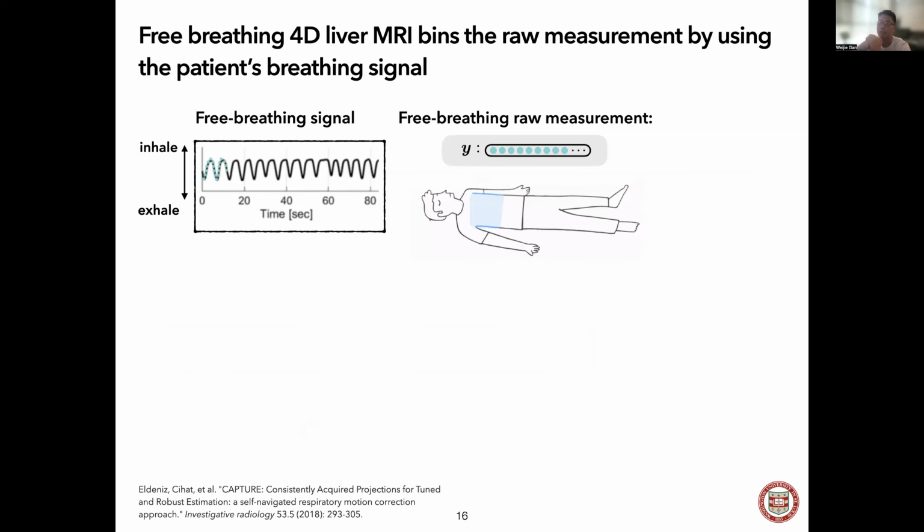Unlike other MRI, this 4D MRI allows patients to breathe during the scanning. As you can see with my mouse here, this figure represents the breathing signal of a patient. The y-axis represents the inhale and exhale stage of the breathing. And the really small blue points here represent the measurements. This is the measurement we can acquire from the scanner. What that means is that all the measurements contain information from the different breathing stages. The common practice is not to reconstruct this whole measurement at once.